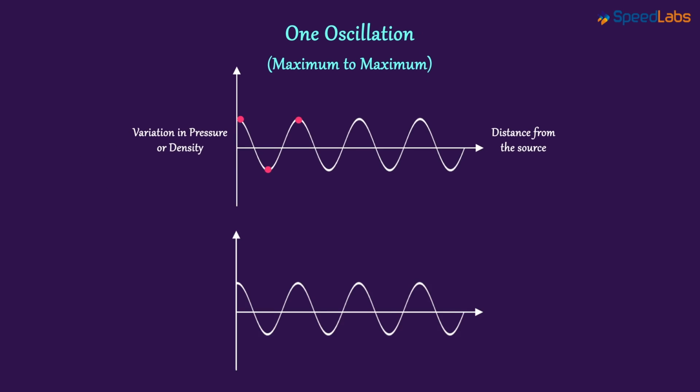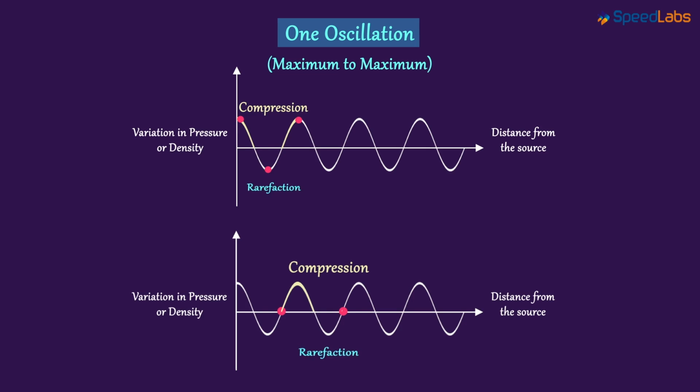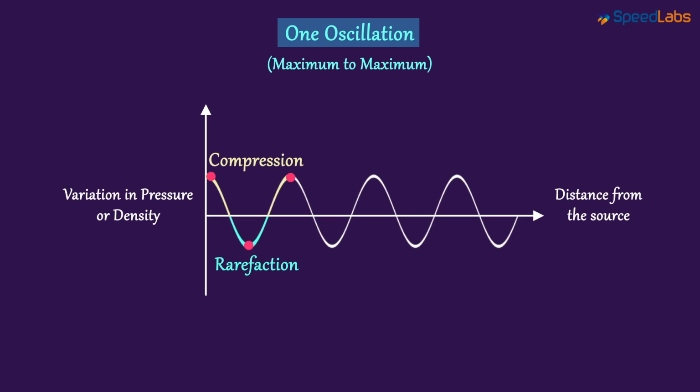There is another way to look at this cycle. When a sound wave moves from this point to this point, we say that it has completed one oscillation. Both representations of oscillations consist of one compression and one rarefaction. In our videos, we will refer to the first one.